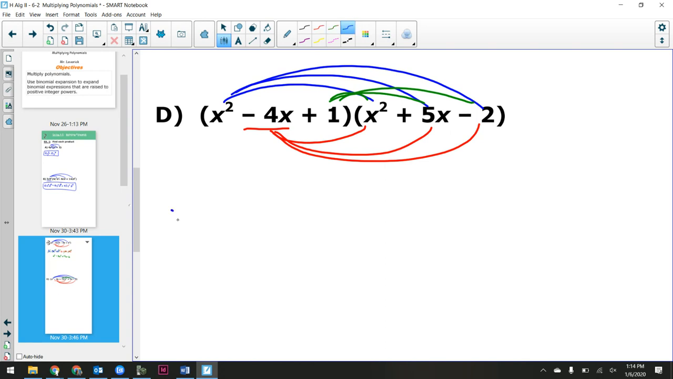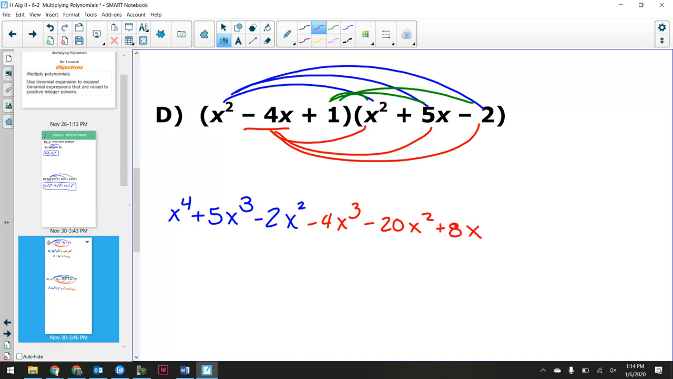x squared times x squared, x to the fourth. x squared times 5x, 5x to the third. x squared times -2, -2x squared. In the red, -4x times x squared is a -4x to the third. -4x times 5x is a -20x squared. -4x times -2 is a positive 8x. And then I do the green. Since it's just a 1, I can just copy everything down: x squared plus 5x minus 2.